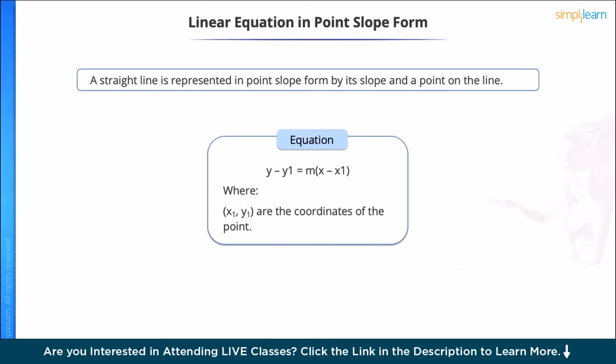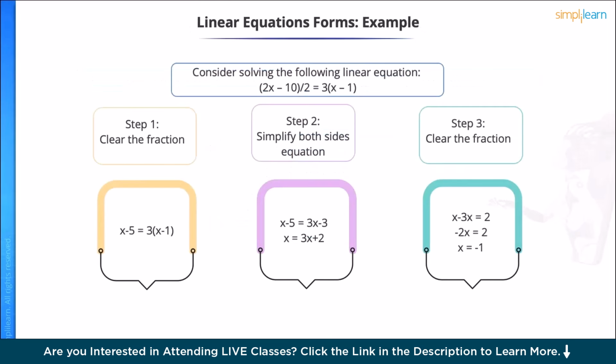Linear equation in point-slope form. A straight line is represented in point-slope form by its slope and a point on the line. It is represented as y minus y1 equals m times x minus x1, where x1 and y1 are the coordinates of the point. Linear equation forms, some examples.